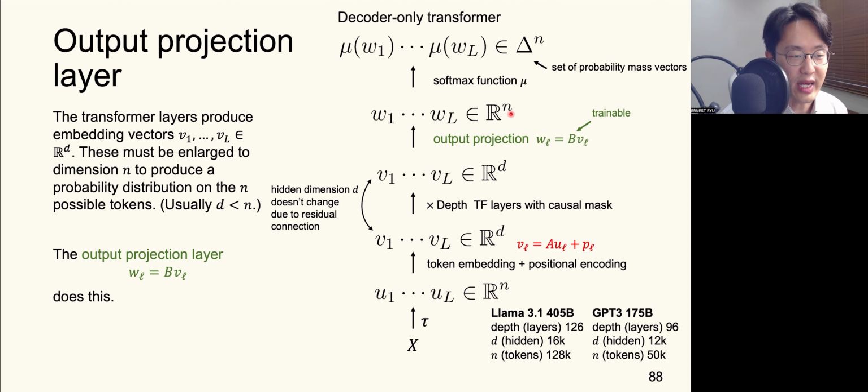So at this stage, we need some mechanism to enlarge the vector size. Once we enlarge the vector size to n, the number of possible tokens, we feed these vectors individually into a softmax function, and that gives us a probability distribution on all the possible tokens. This final operation, enlarging the dimension d vector into a dimension n vector, is done by an output projection layer. The output projection layer usually doesn't have a bias term, and it's just a single linear layer, so a single matrix. So this B would be an n by d matrix. We take each v vector, multiply it by the B matrix to get the enlarged w vector, which we then pass into the softmax function to get the token probabilities.